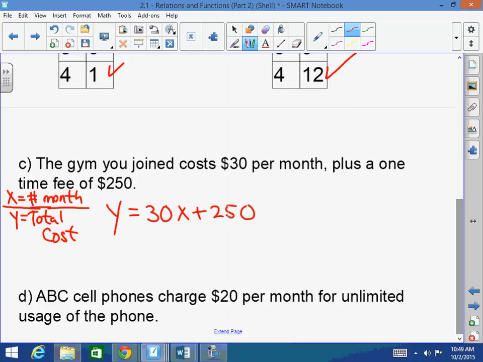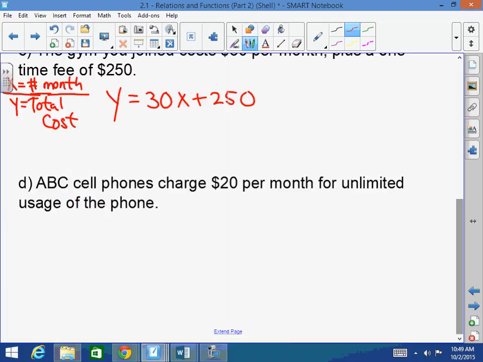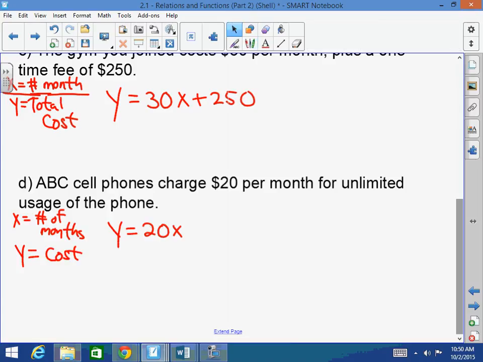How about for B, ABC cell phones charge $20 per month for unlimited usage of the phone? Yeah, y equals 20x. Very good. Where x is the number of months and y is the cost. Does that make sense, gentlemen? You with me here? Any questions on this so far?